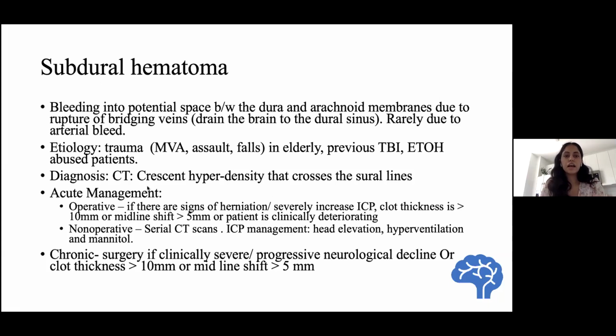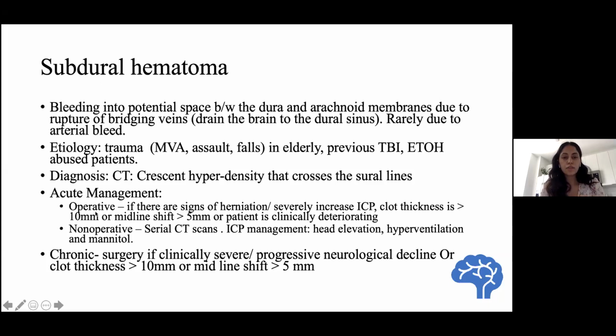So the CT finding is a crescent, hyperdense fluid collection, or not fluid, but blood collection, an extraaxial collection that actually crosses the suture line. And that's just characteristic of the subdural space, right? And this is very important because with epidural hematomas, we'll see that they don't cross the suture line, and that's why they don't form this crescent shape, but rather a lentiform shape.